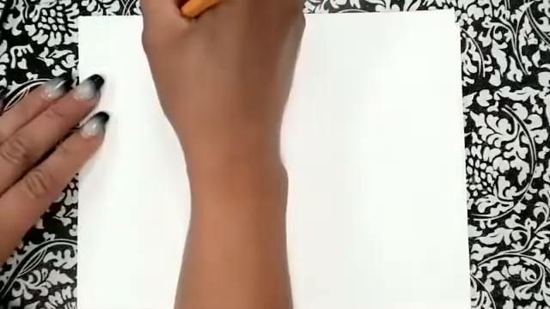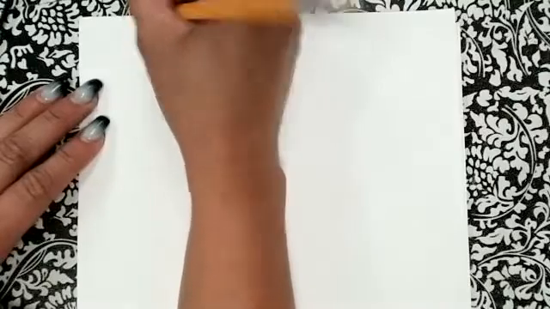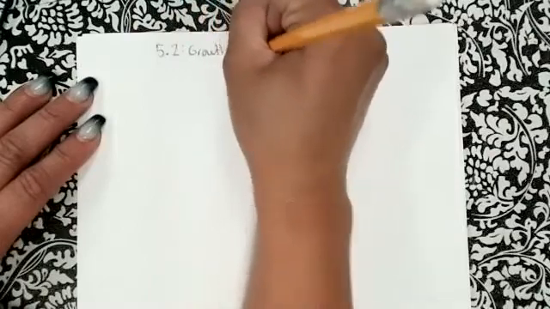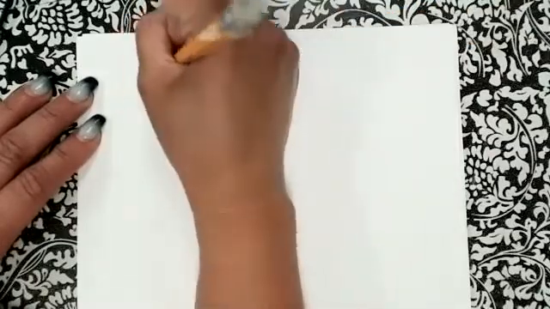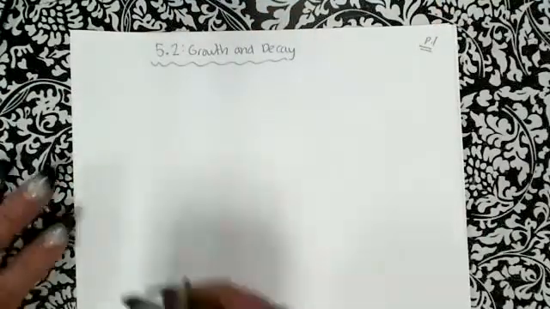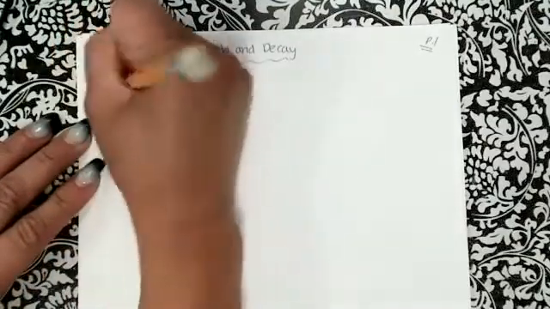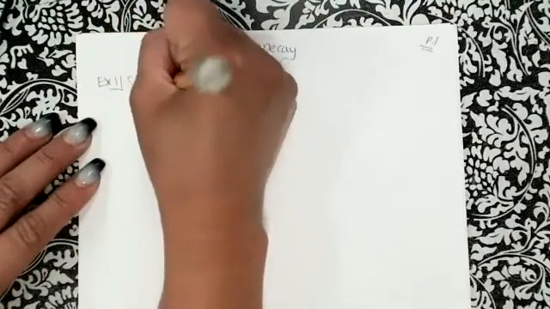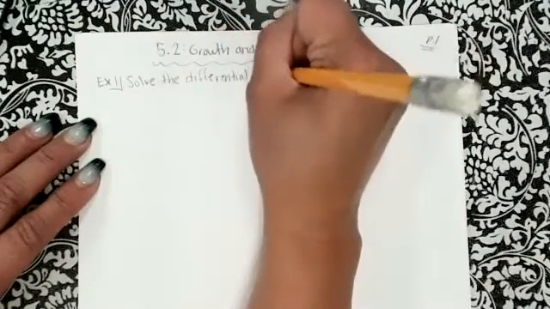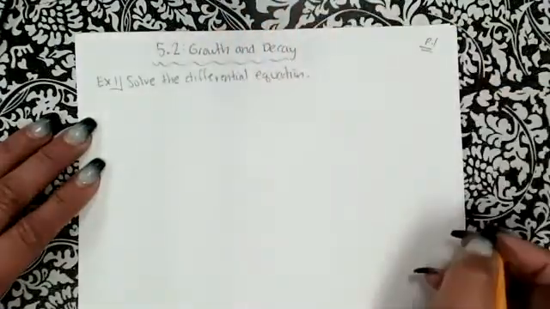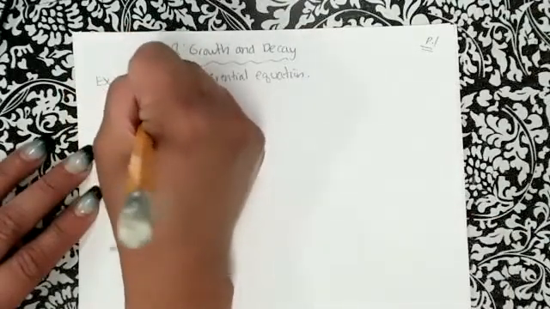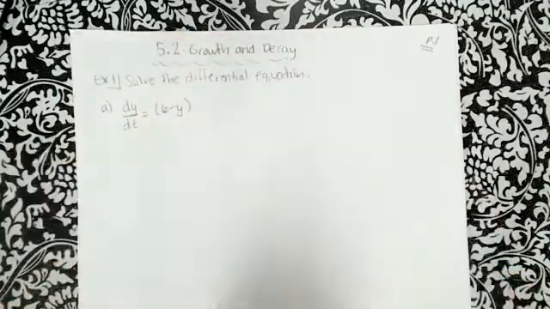All right, today we're going to be doing 5.2 growth and decay. We're going to start off with an example. I want to solve for the differential equation dy over dt equals 6 minus y.